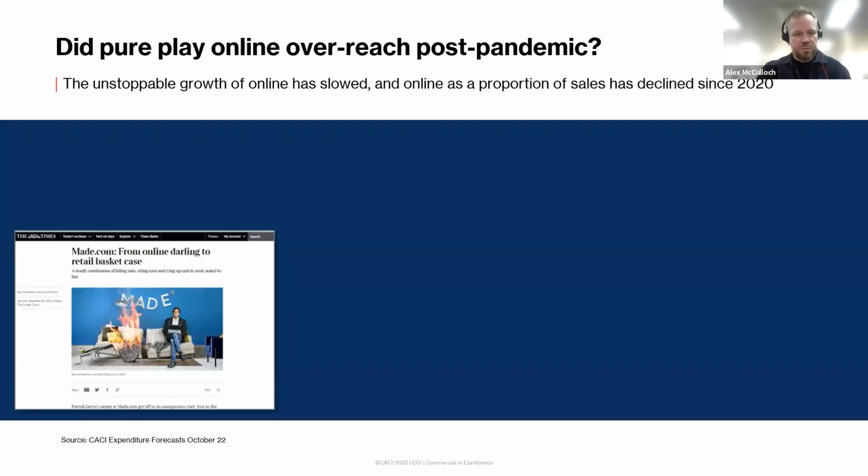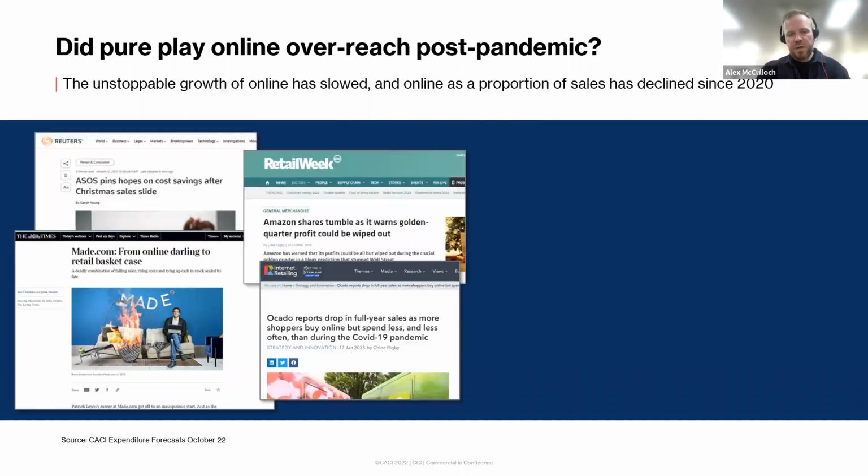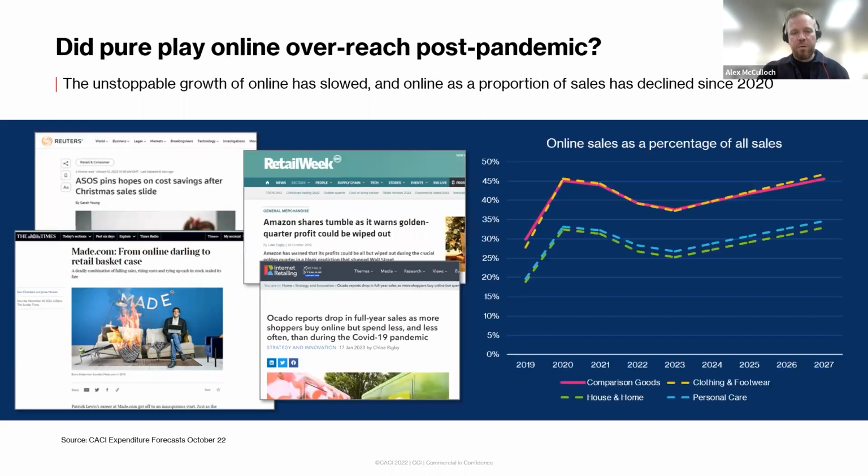Now, unusually, the last few months have brought news that online operators are struggling. Made was an obvious one. But even big behemoths like Amazon are feeling the squeeze. And when we look at our UK expenditure data from 2019 onwards, we can see why. Thanks to the pandemic, 2020 was a huge year for online shopping. But through 2022 and into 2023, we expect online as a percentage of all spend to fall before it starts to rise again. Now, this is driven in large part by consumers moving back into new routines, which are centered more on physical retail and also bedding in their new behaviors. Note, however, that this remains a notable increase on where we were in 2019. So there is a step change in online growth, and that's here to stay.